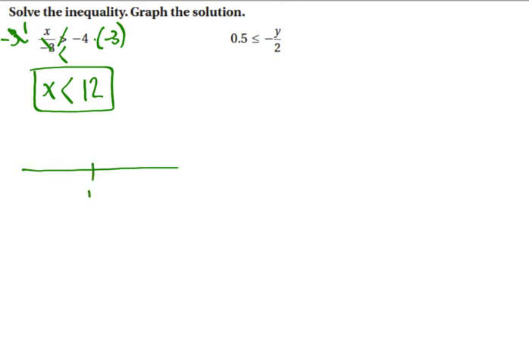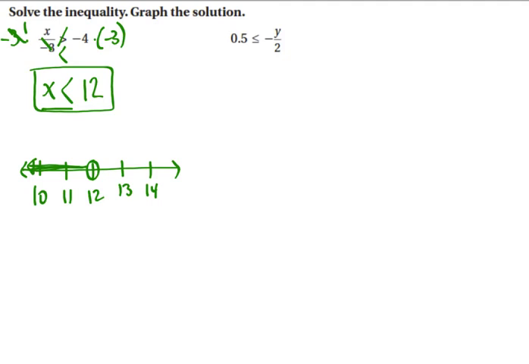So on our number line, we have to have 12. It is an open boundary, so it's not included. And x is less. Since x is less, we need the arrows to show numbers that are less. And then we need to pick a solution and check it.